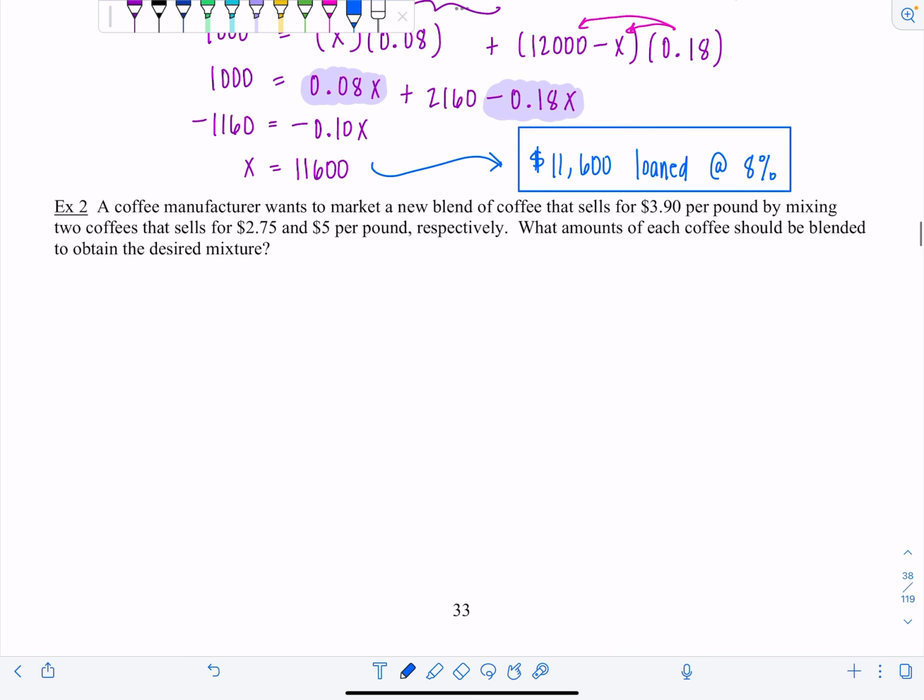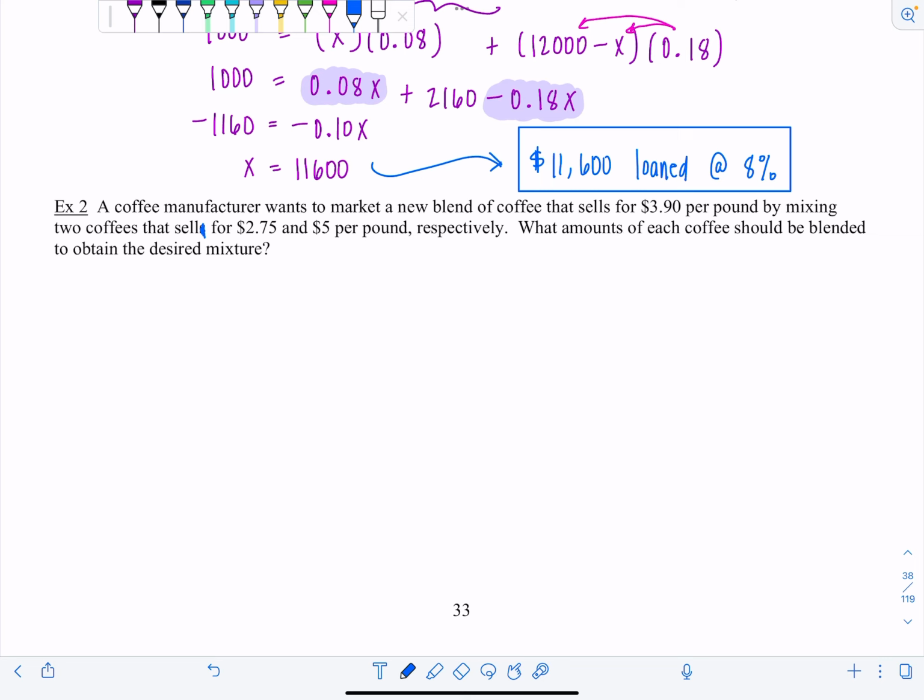Okay, good. Now we're gonna do a mixture problem. We're not gonna talk about weird chemicals. We're gonna talk about something near and dear to a lot of people's hearts, coffee. So a coffee manufacturer wants to market a new blend of coffee that sells for $3.90 per pound. Okay, they've decided that's how much it's gonna sell for, cool. By mixing two coffees that sell, singular, for $2.75 and $5 per pound respectively. What amounts of each coffee should be blended to obtain the desired mixture?